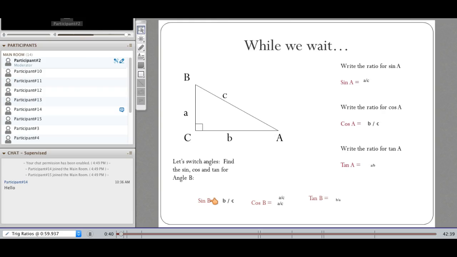Now down here we're looking from angle B. Opposite over hypotenuse looks good. Adjacent over hypotenuse and opposite over adjacent. Nice. Good job, guys. I'm impressed in the short amount of time I gave you.